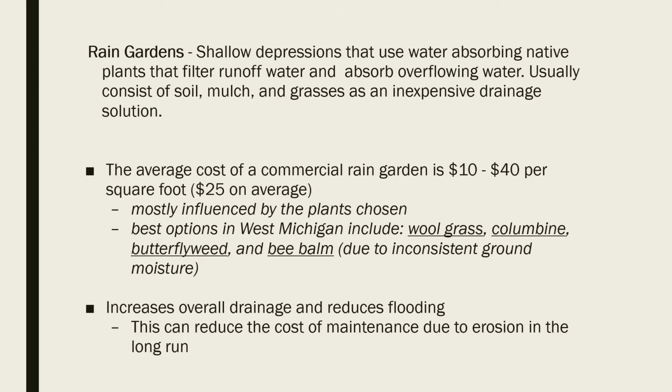Since they use native plants, the best options in West Michigan include woolgrass, columbine, butterfly weed, and bee balm. These are some plants that don't have super invasive roots and are generally low maintenance. Additionally, they also add psychological pleasure to natural environments, and they're typically $10 to $40 per square foot. So on average, they're around $25 per square foot.